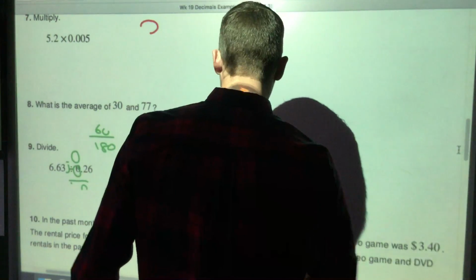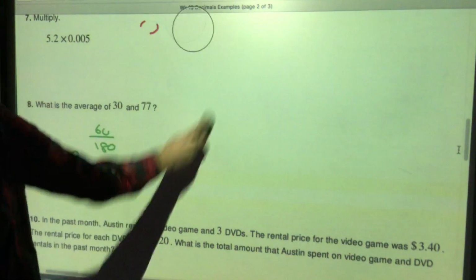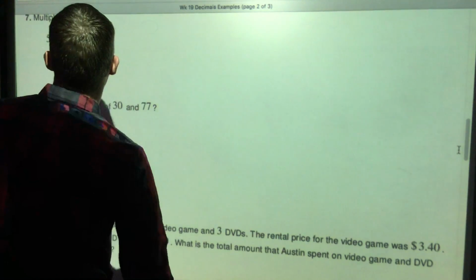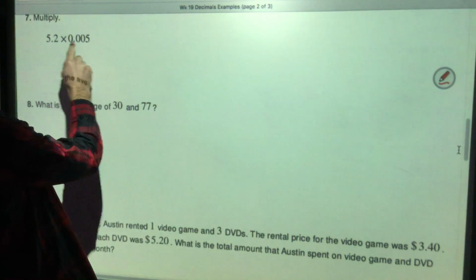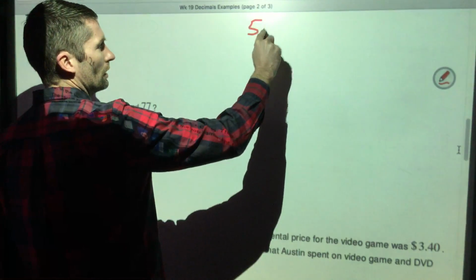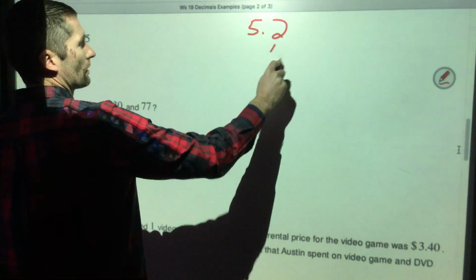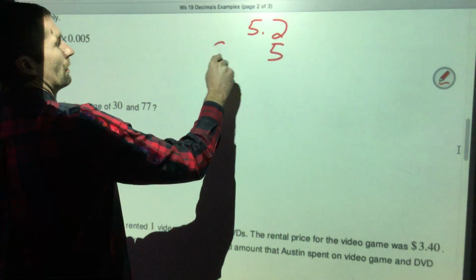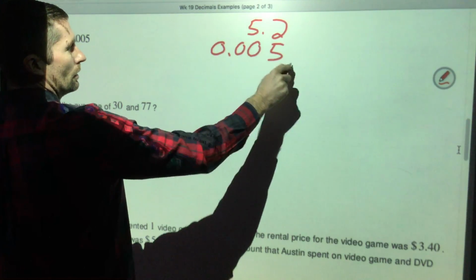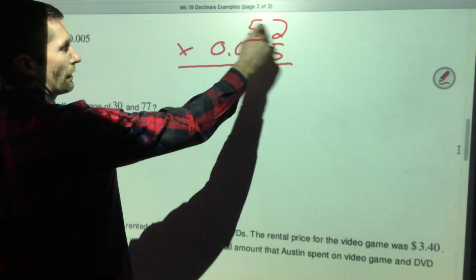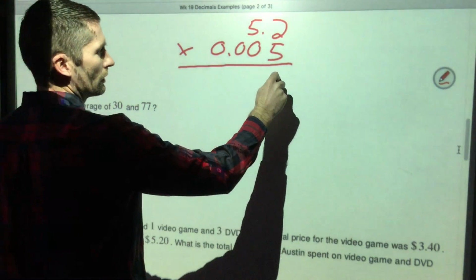We're going to multiply these two numbers. So again, ignore your decimal to the end. I can write it in either order, I'll write it as it is. So 5 times 52 is all I'm going to do.